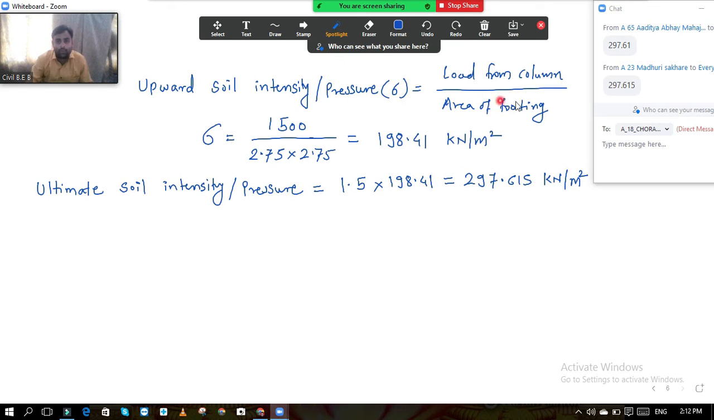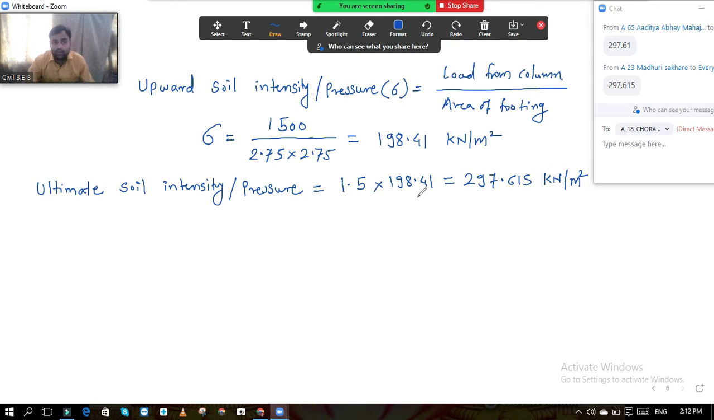See here the formula. Many of the students make a mistake and take the total load. Here the total load is not to be taken; we take only the load coming from the column and divide it by the area of footing. Okay, and then we convert it into the ultimate intensity.